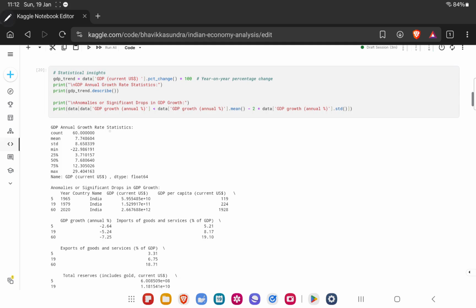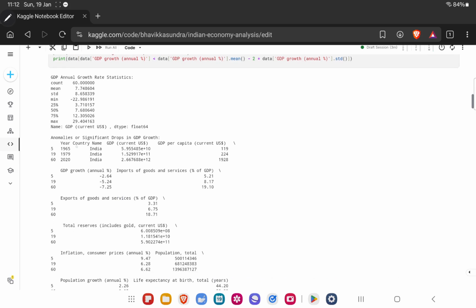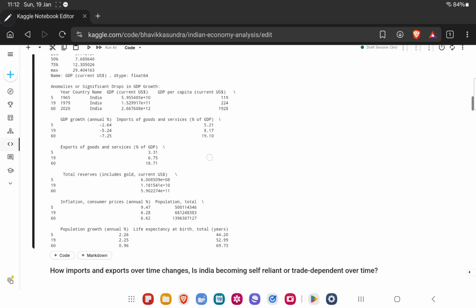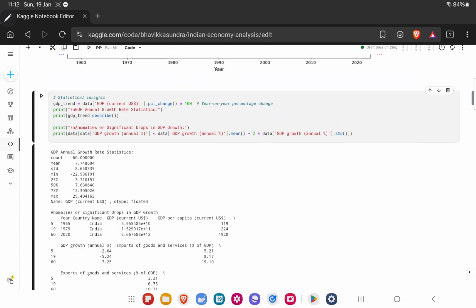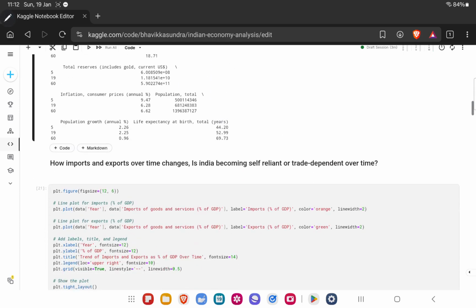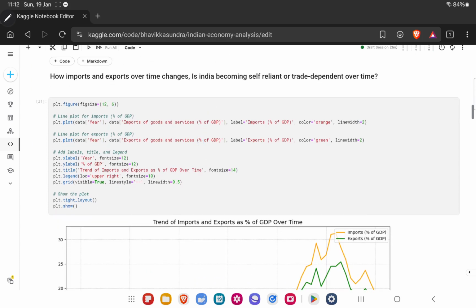So these are the statistics, you can read them. We also find these anomalies, like 1965, 1979, 2020. In these periods some events happened. You can provide this to the finance minister for that purpose. How much they changed, and other parameters that affected it, have also been covered. The second question is how imports and exports change over time. Does India become self-reliant or trade dependent over time? So we need to answer this question.